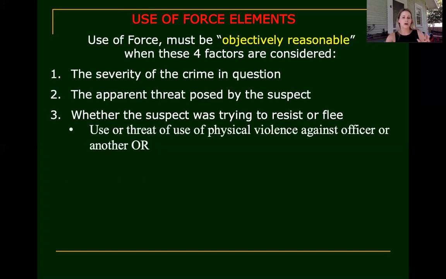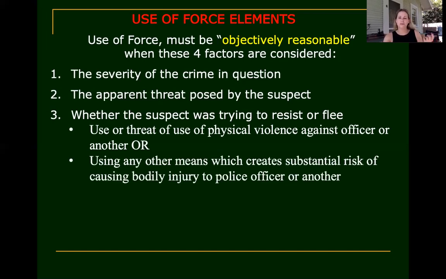So use or threat of use of physical violence against an officer does satisfy this third thing. So whether or not you're looking at their resisting arrest, if the person says, F you, you'll never get me, I'm not gonna let you handcuff me, that qualifies as evidence that they're resisting, okay? But if they just say F you, that's not enough.